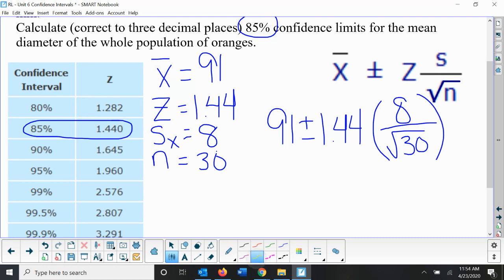I'm going to first just calculate this side. Remember, this is my margin of error, or ME as I like to call it. If I do 1.44 times 8 divided by the square root of 30, I get a margin of error of 2.103. And so I have 91 plus or minus my margin of error, 2.103.